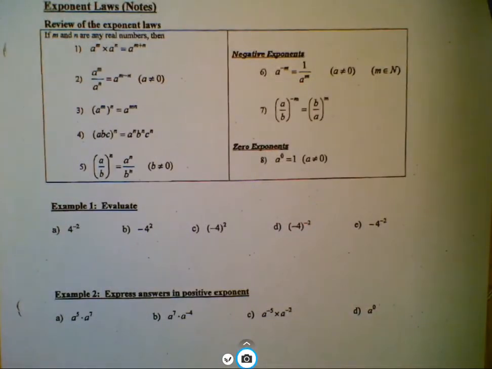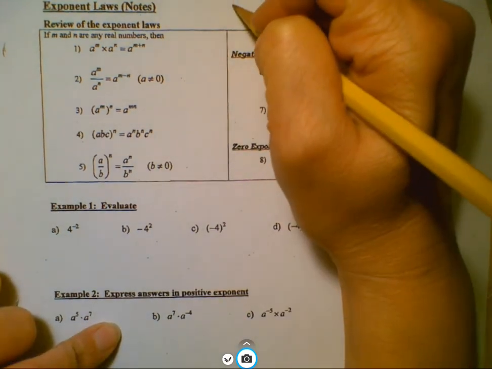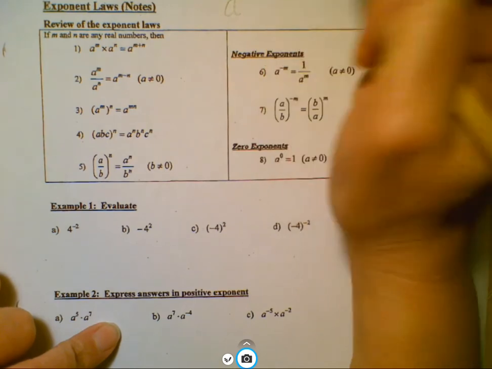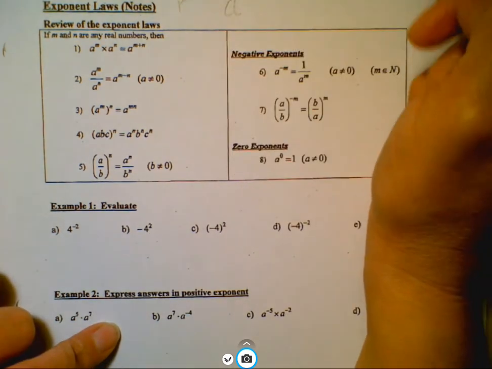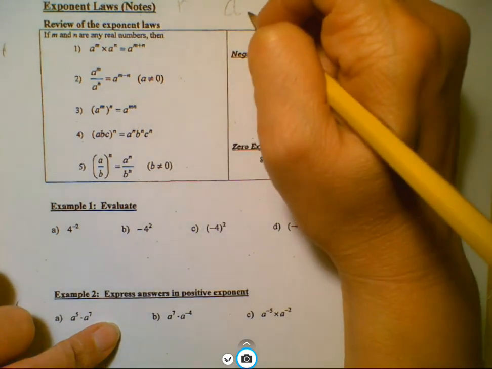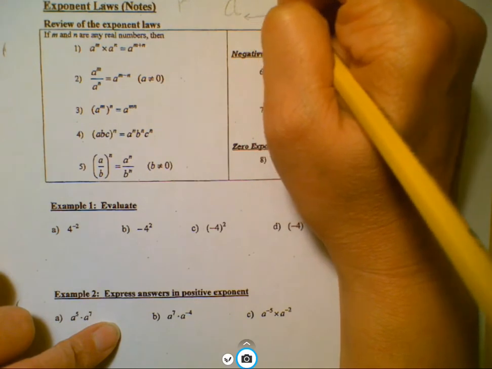Today's lesson is about exponent laws. Exponent laws, we were first introduced to them in grade 9, and in grade 11 we just go a little bit further. So just to review from the past, this is called a power. So the whole term here is called a power, and a power is a term that has a base and an exponent.